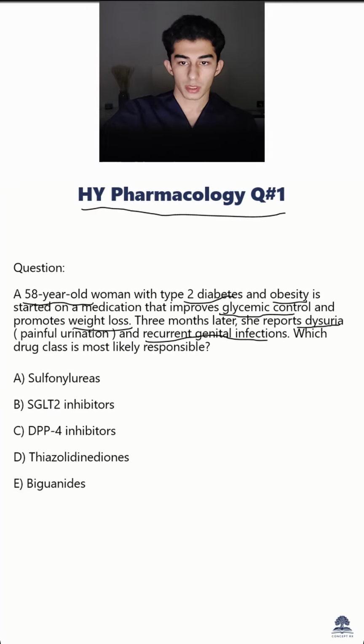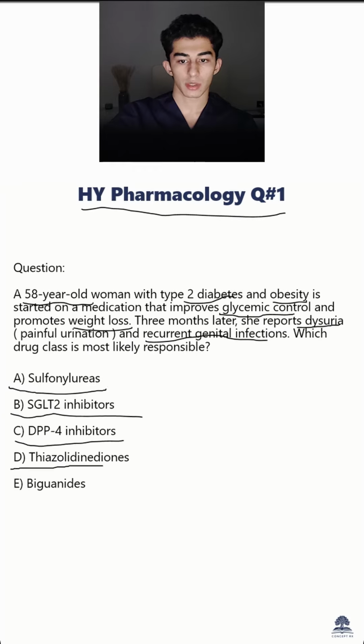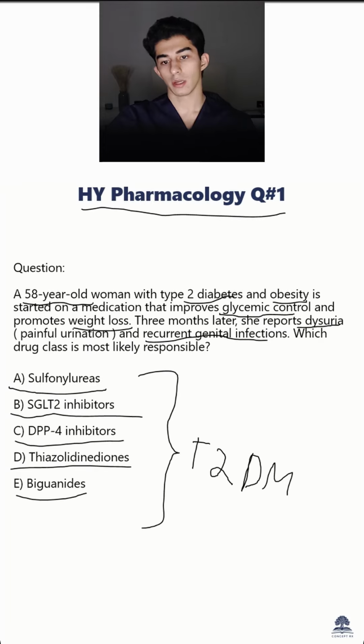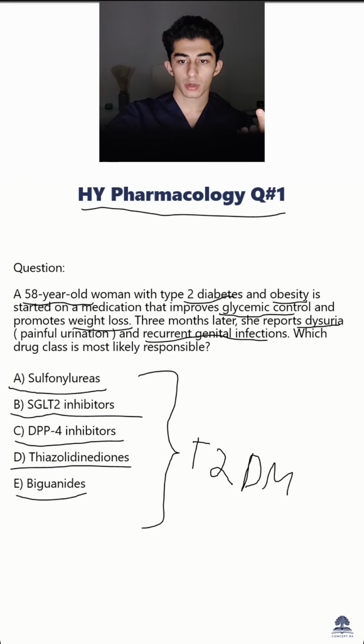We have 5 options here. A refers to the sulfonylureas, B, SGLT2 inhibitors, C, DPP4 inhibitors, D, thiazolidinediones, as well as E, biguanides. You need to know that all of these classes of drugs are actually used in type 2 diabetes mellitus management. All of them basically function to either increase the endogenous insulin production or to decrease glucose in the blood by other various types of mechanisms.